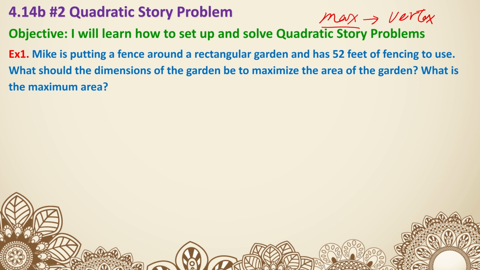Example 1. Mike is putting a fence around a rectangular garden and has 52 feet of fencing to use. What should the dimensions of the garden be to maximize the area of the garden, and what is the maximum area?